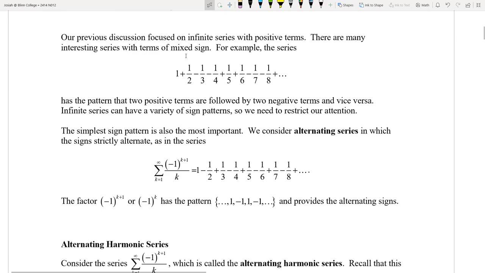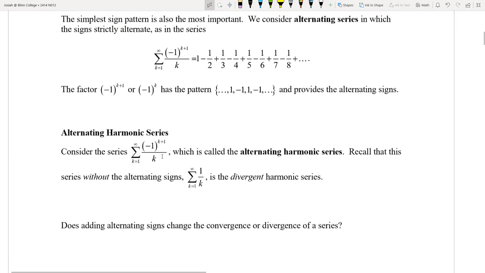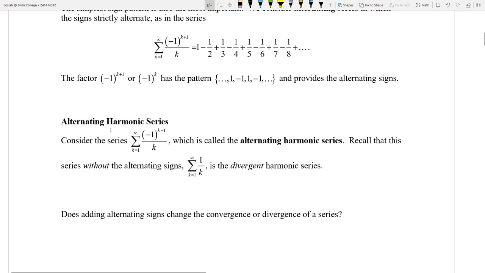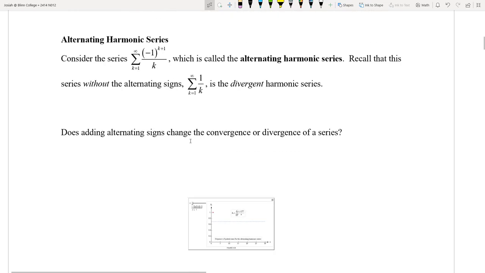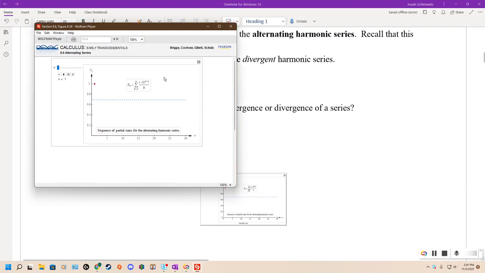So we apply this to the alternating series and get what we call the alternating harmonic series. So we have the series -1 to the k plus 1. Again, that means that the first term is positive. So there we go. That's the alternating harmonic series. So without that -1 to the k, this guy here is just the harmonic series. It diverges. Right? We know that from previous instances here. So does adding alternating signs change the convergence or divergence of a series? We'll go ahead and take a look at this guy.